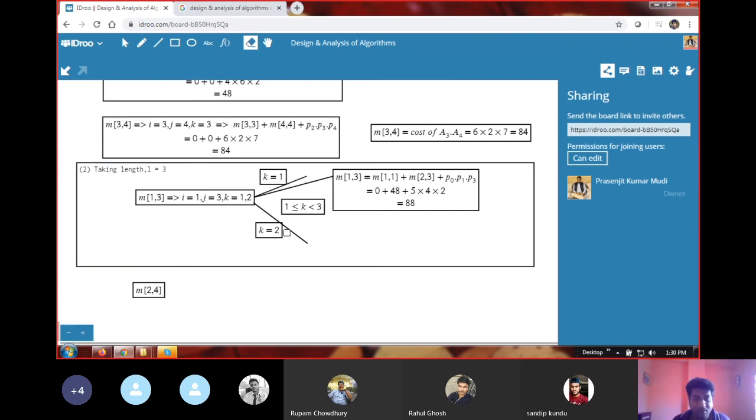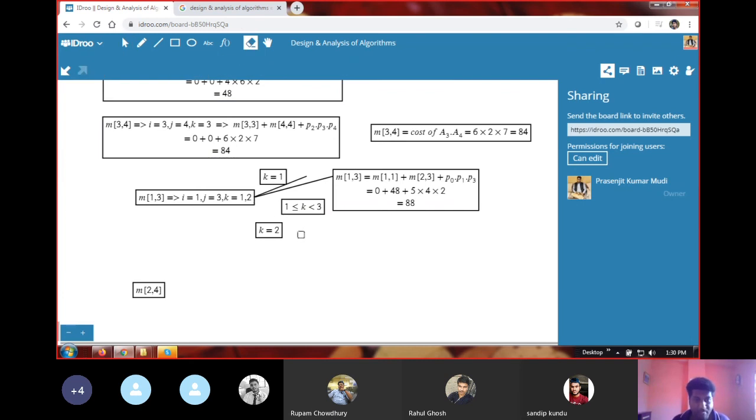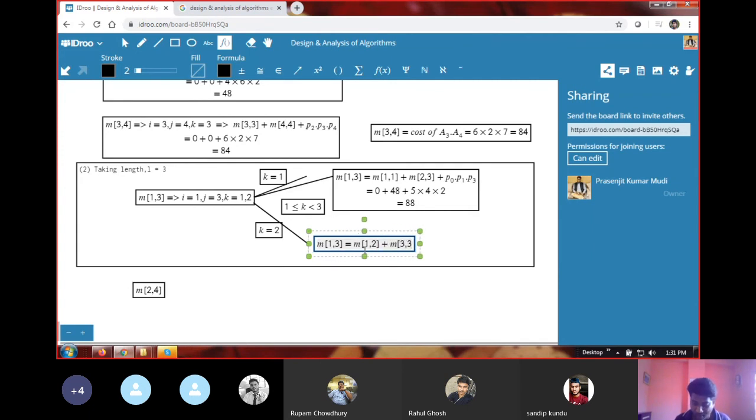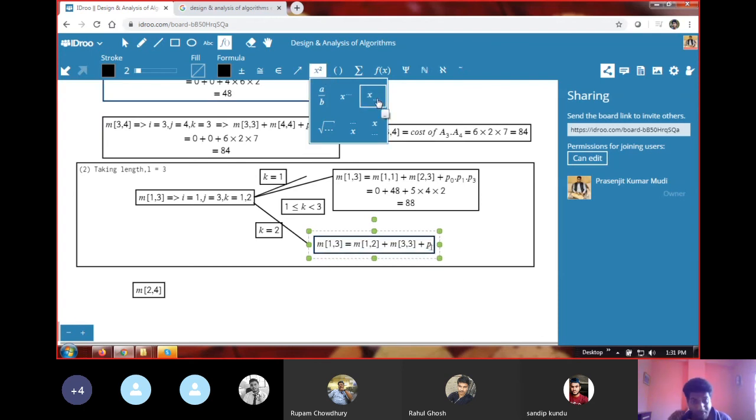So next what we got? Next we got m1,3, the value is m1,3, and it is equal to m1,k where k is here 2, so m1,2 plus m3,3, then plus p0 p_k where k is 2, then pj is p3.